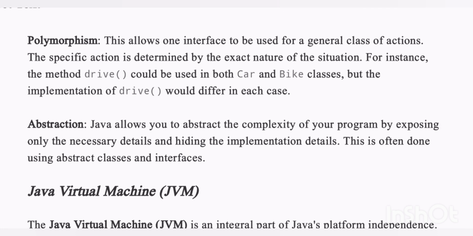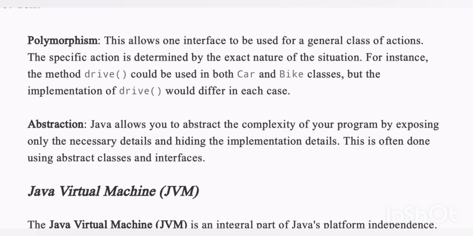Polymorphism. This allows one interface to be used for a general class of actions. The specific action is determined by the exact nature of the situation. For instance, the method drive could be used in both car and bike classes, but the implementation of drive would differ in each case.